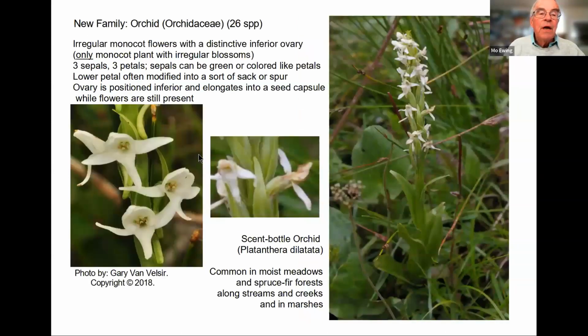Okay, the next one is another new family, the orchid family. This orchid is Platanthera dilatata.